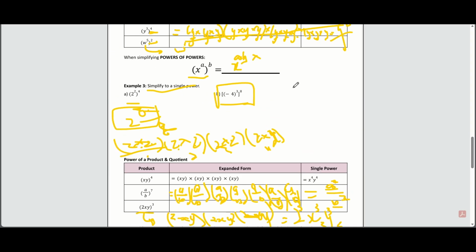If you don't know what I mean by cubed, a number to the power of 2 is called squared, and a number to the power of 3 is called cubed, and so on.